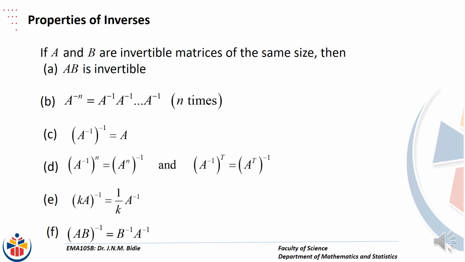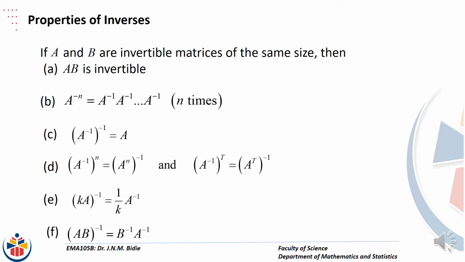Here are some of the properties of inverses. If A and B are invertible matrices of the same size, then their product is also invertible. Okay? So if A and B have inverses and you multiply those, that means the product also has an inverse.